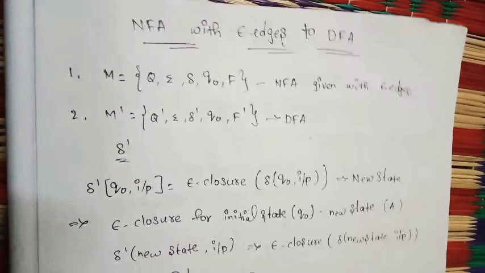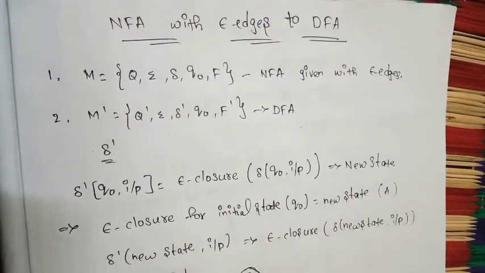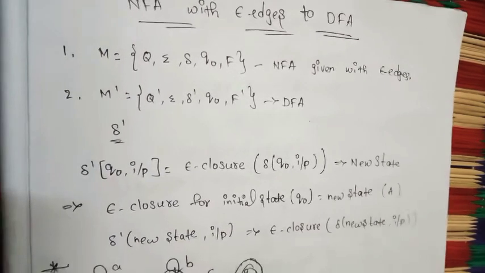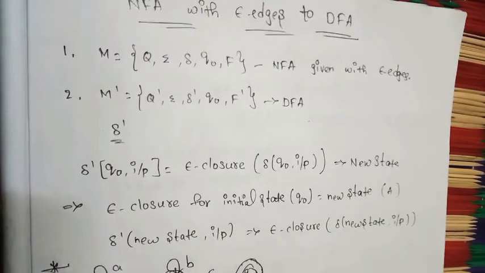Hi guys, today I am going to explain the conversion of NFA with epsilon edges to DFA. That means we need to construct a DFA from an NFA with epsilon edges. Okay guys, let's see the first step. Here also it consists of 2 or 3 steps. These are very easy to know.